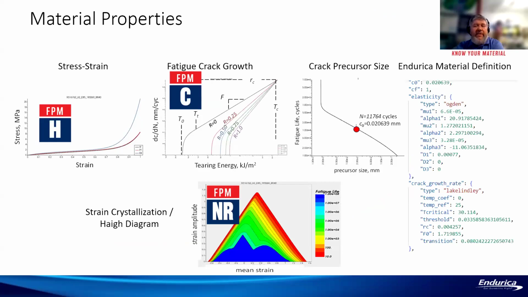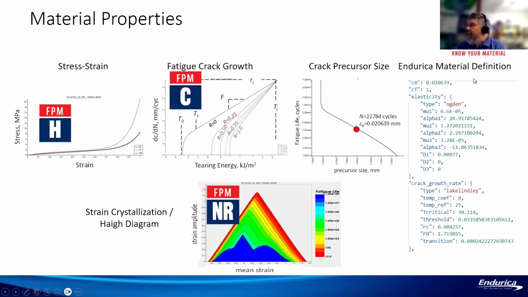For this analysis, they actually measured the material properties of the rubber. You can see we have the hyperelastic properties here. We're using a third order Ogden model. That's our FPMH module to get the hyperelastic. We have the fatigue crack growth properties plotted here for both fully relaxing, R = 0, and for non-relaxing, R greater than 0 conditions. This comes out of our core module, FPMC. We also get our crack precursor size from this set of experiments. That's part of the core module.